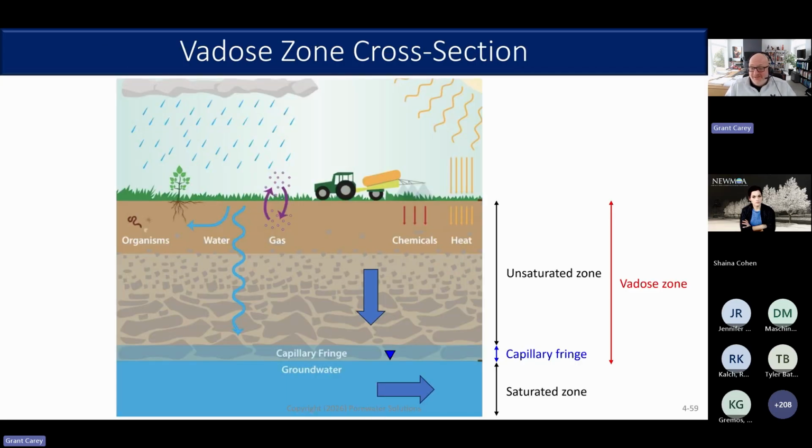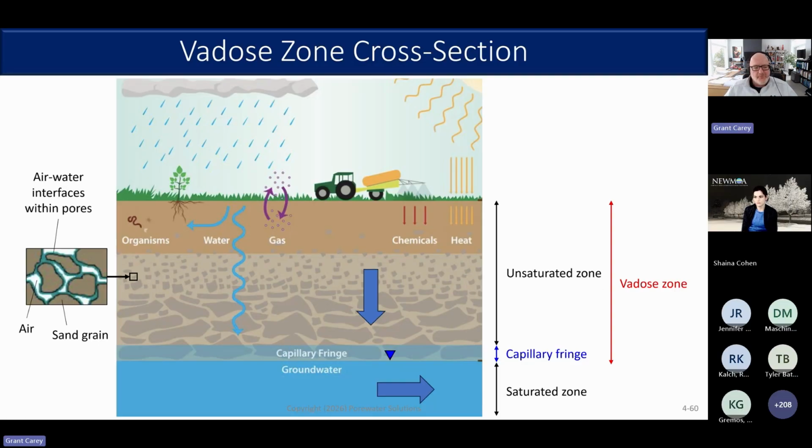So, vadose zone, just some really simple reminders here. We've got the unsaturated zone, where you've got water and air in the pore spaces. And we've got the capillary fringe just above the water table, which is 100% saturated, with very little air, maybe some air bubbles. But the whole thing combined, the capillary fringe plus the unsaturated zone, is the vadose zone. Normally, unsaturated zone and vadose zone are used interchangeably, though there's a slight difference in their definition.